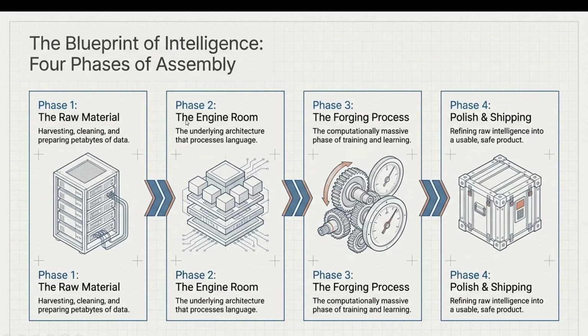Okay. So, we'll get to know about how it actually works within an LLM. There are four phases which are defined in a unique way. The raw material, which is the data; the engine room, which is the processing; the forging process, which is the training and the learning phase; and the polish and shipping, which is the refinement and the production phase.